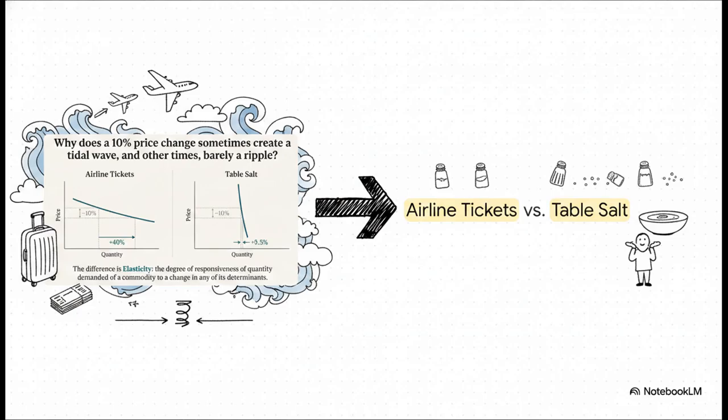If there's a 10% drop in the price of airline tickets, you see a massive 40% surge in the volume of tickets bought. People are suddenly packing their bags, right? But with table salt, that exact same 10% price drop results in a tiny, almost invisible 0.5% shift in quantity. No one rushes out to hoard salt just because it's a few cents cheaper.